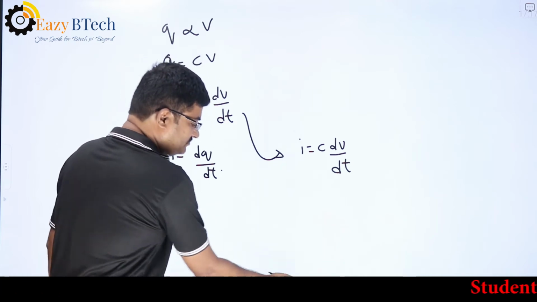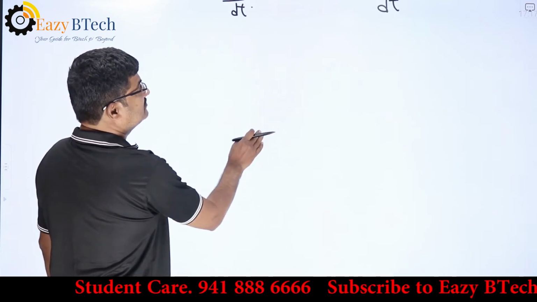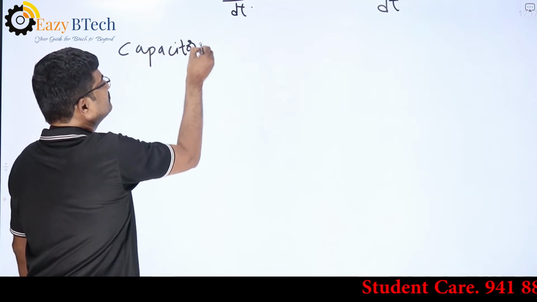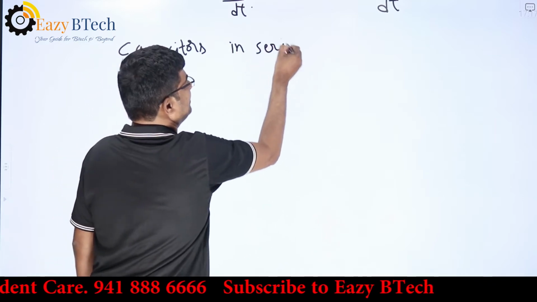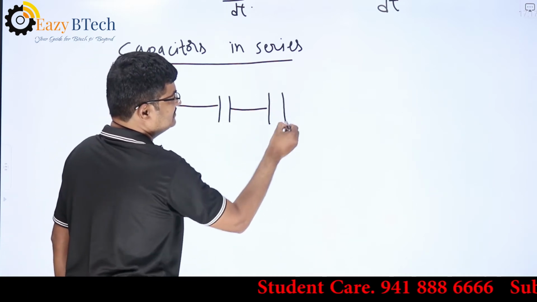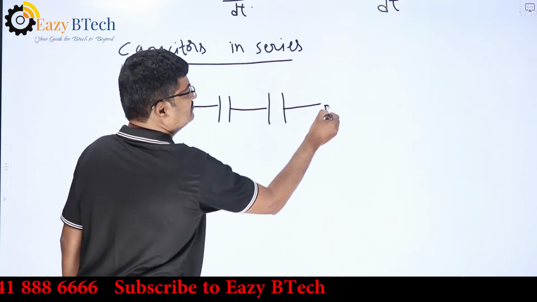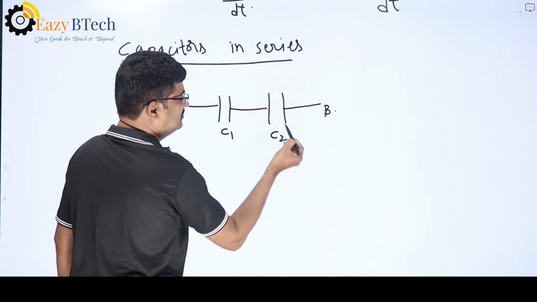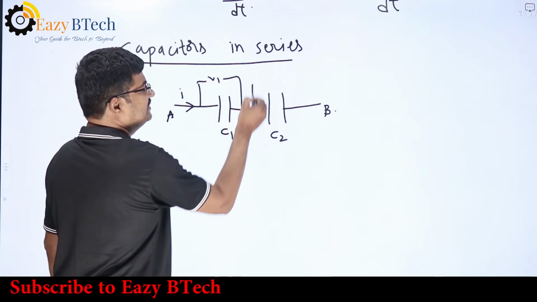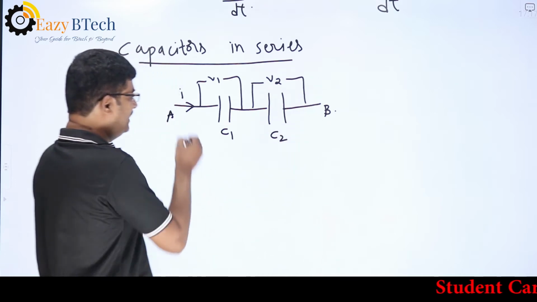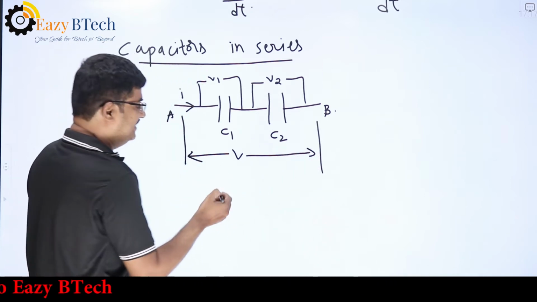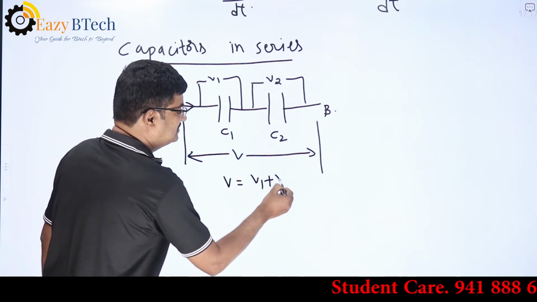Now, when we come to the equivalent capacitance, we will discuss capacitors in series. I have two capacitors across terminals A and B, with capacitances C1 and C2. Already we said the current is the same. The voltage across the first is V1, the voltage across the second is V2, and the total voltage across the terminals is V. As they are in series, V is equal to V1 plus V2.